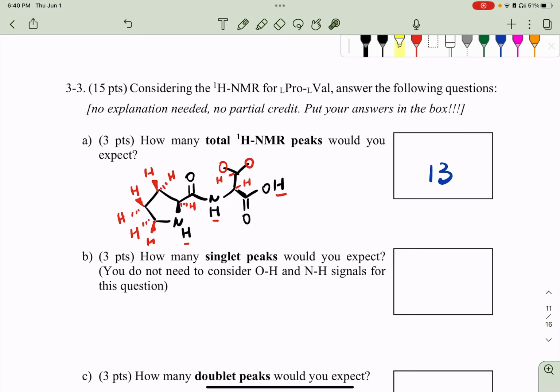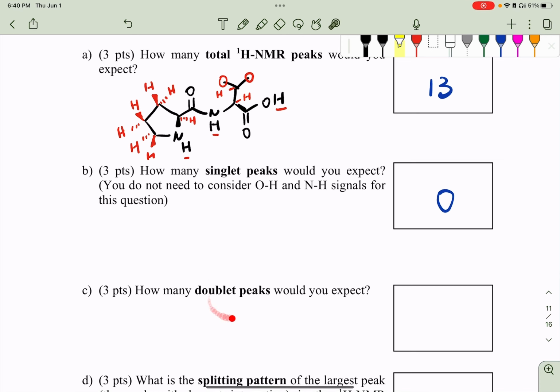About this one, how many singlet peaks do you expect? When we're talking about singlets, we're looking for hydrogens that do not have any neighbor, excluding OH and NH. So everything has neighbors, isn't it? This one has 2, this one has 3, 4. That doesn't count, so it's 0.